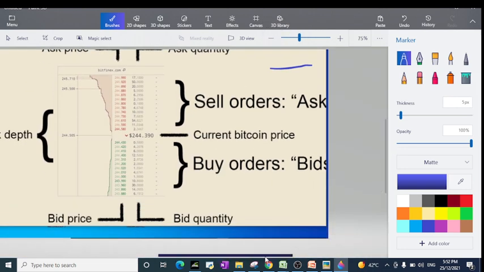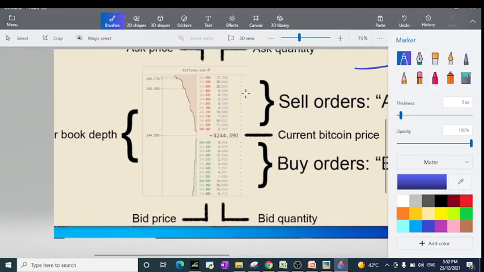Come down. So this is the price of a Bitcoin. I got this from the internet. The data came from bitfinex.com, I believe. So guys, imagine, this is what an order book looks like in most markets.